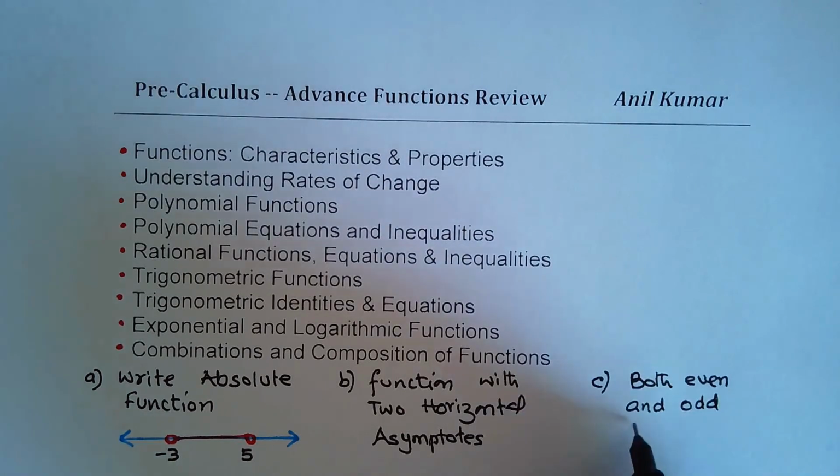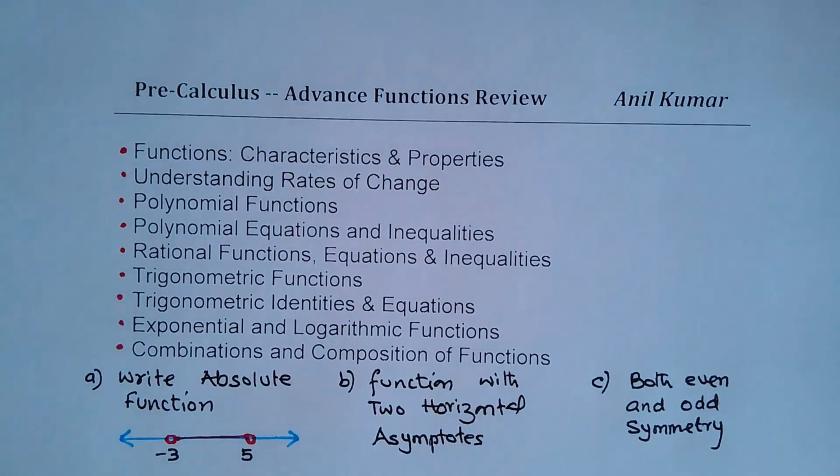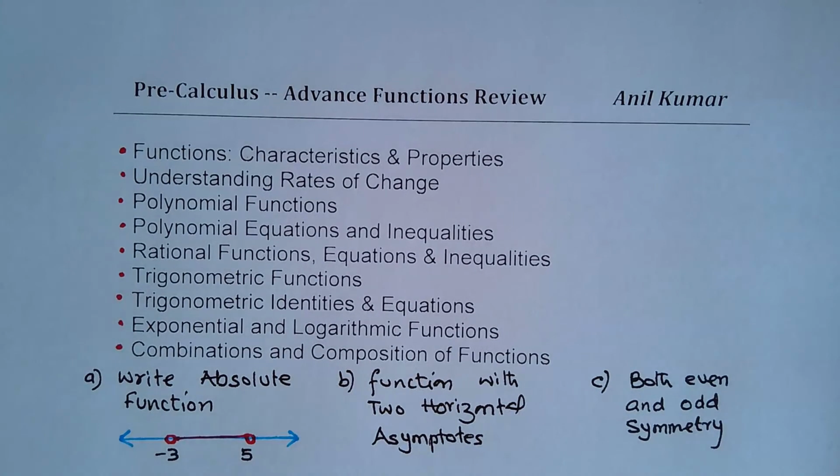We are talking about symmetry here, not degree, right? So when we say that the function has even and odd symmetry, it does not mean that we're talking about a polynomial with even or odd degree. I hope that is clear, right? I hope you find this interesting. Now let's talk about functions and then move on to the other topics.